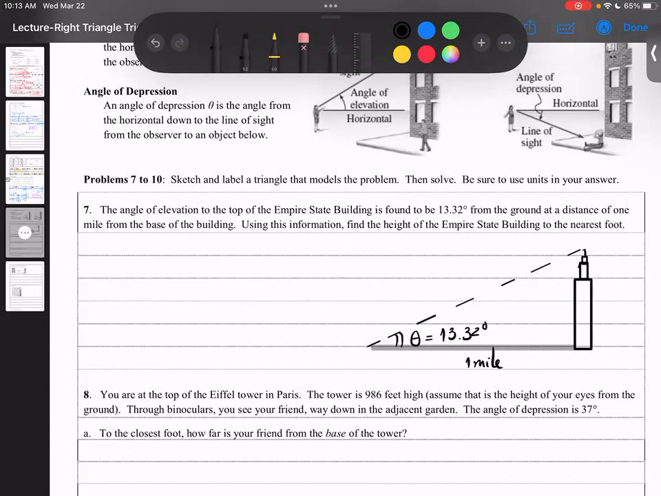It's probably going to take you a few minutes, because I already did this at home, that's why I know what it looks like. It could take you about 5 minutes to figure out what the picture is like. So that's your right triangle, right? What they want, use this information, find the height of the Empire State Building. I'm going to call the height h.